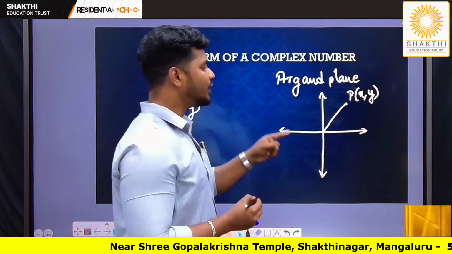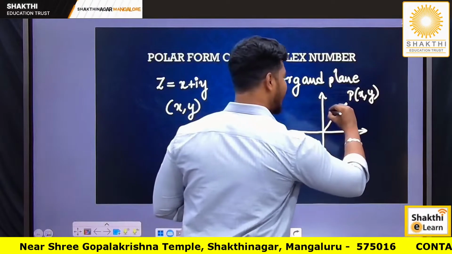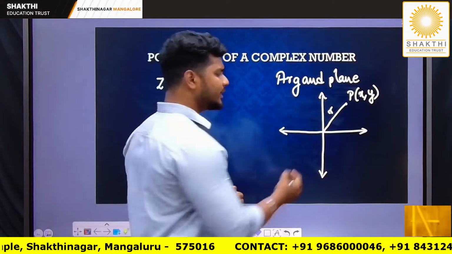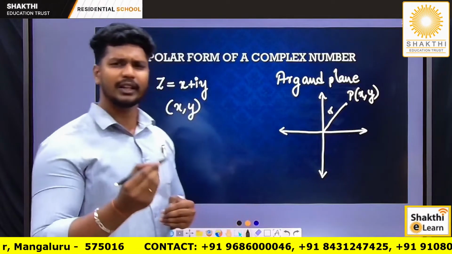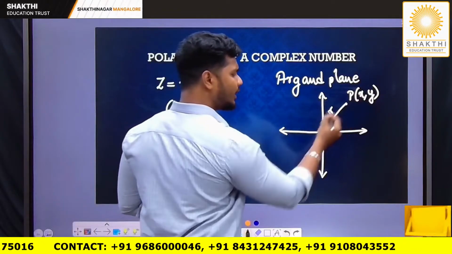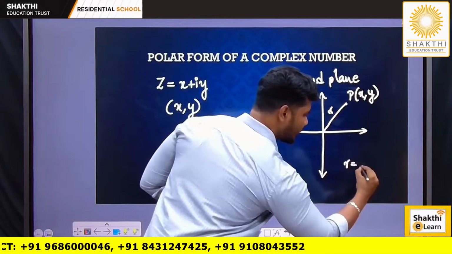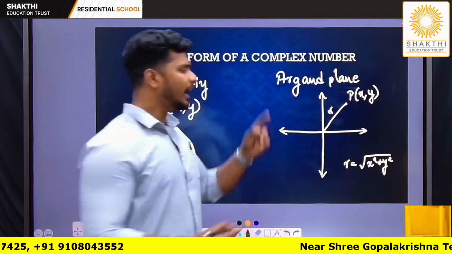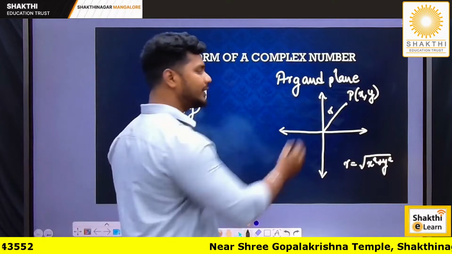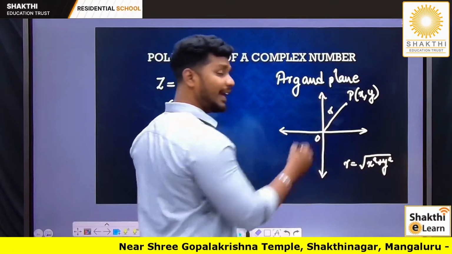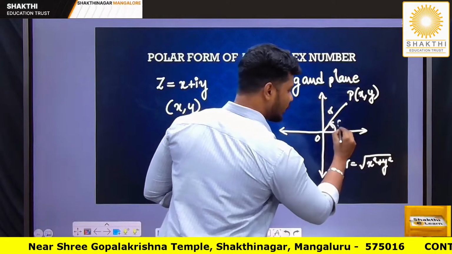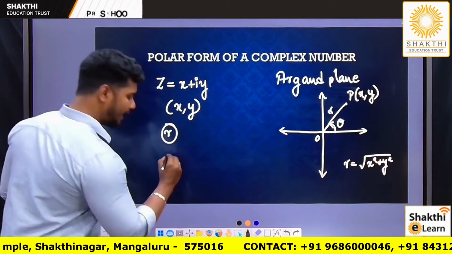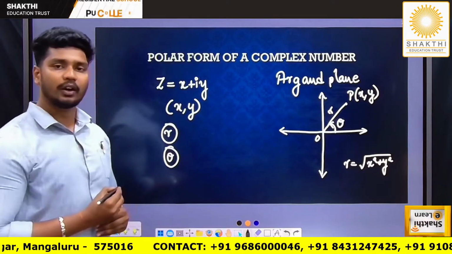The distance from the origin to the point, we call it r, and it is called the modulus. The distance between the origin and the point is given by the distance formula. If I consider the point x comma y, the distance from the origin r will have the value of under the root x square plus y square. Here r is also called the modulus. The angle that this line OP makes with the x-axis, we call it theta. Here r is called the modulus and theta is called the argument or the amplitude.